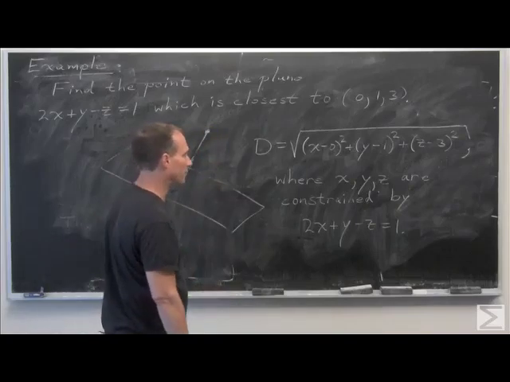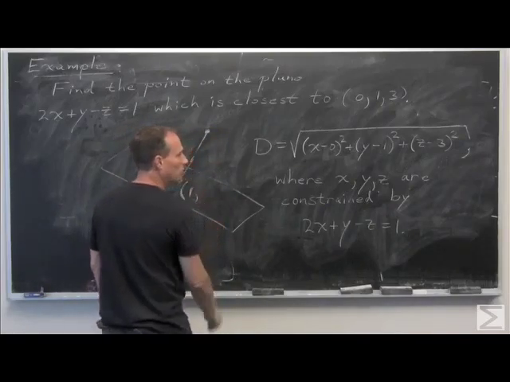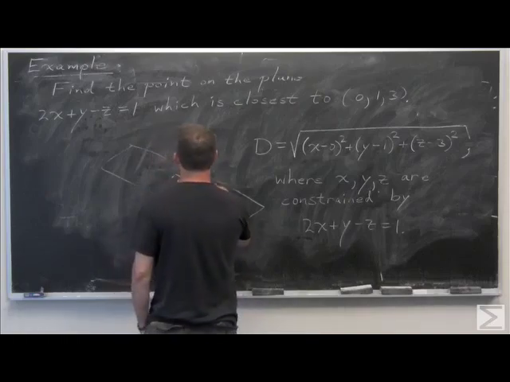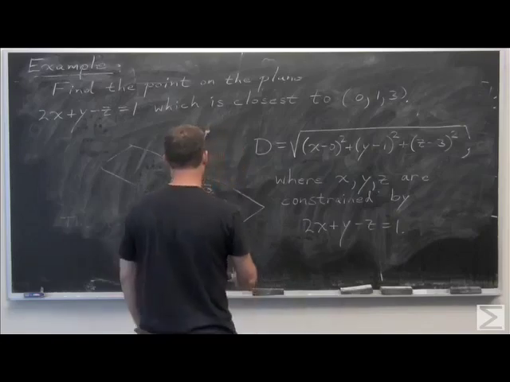So even though my picture almost surely isn't in the right place, we're getting x is 1, y is 3 halves, and z is 5 halves.